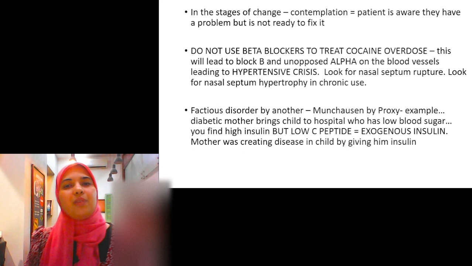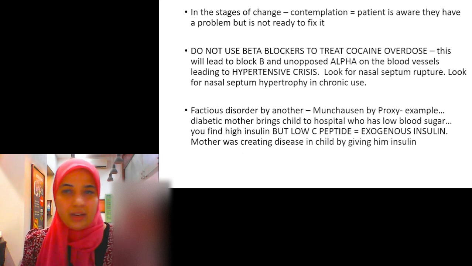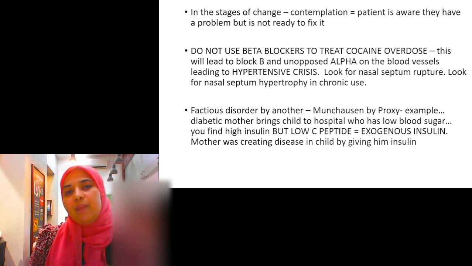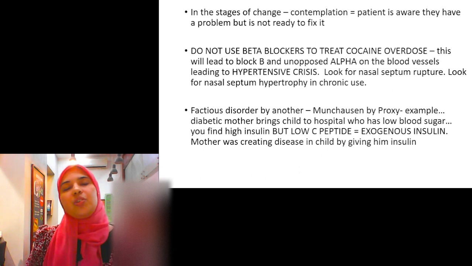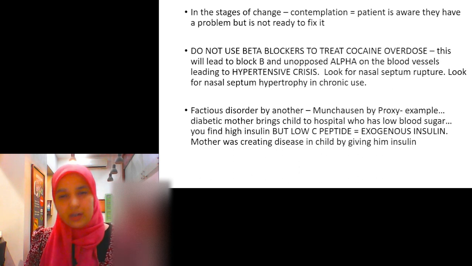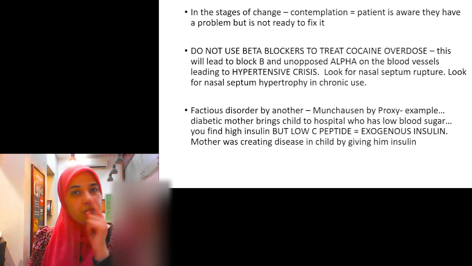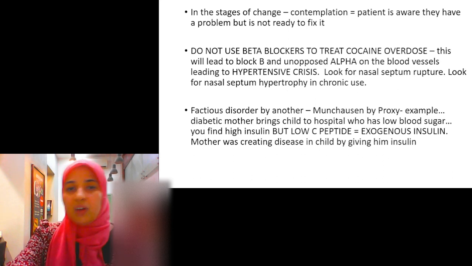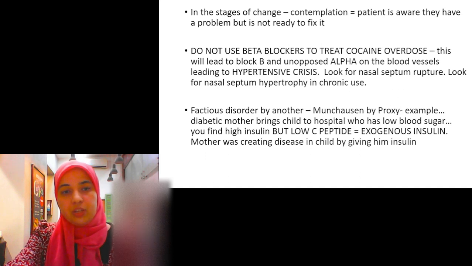Do not use beta blockers to treat cocaine overdose. Why? This will lead to a block in beta and unopposed alpha on the blood vessels. You're going to trigger a hypertensive crisis. Look for nasal septum rupture as a clue to cocaine overdose, or hypertrophy if you're dealing with chronic use.